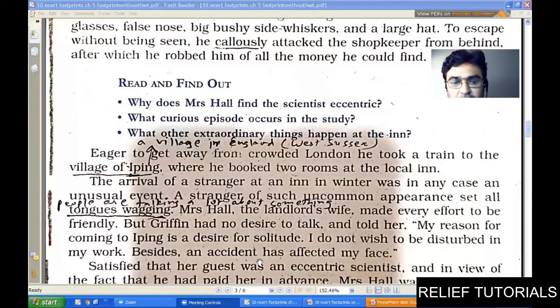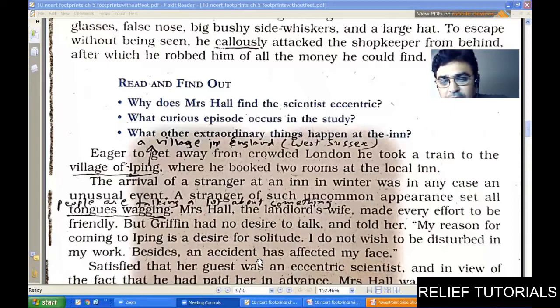A very odd one. Mrs. Hall, the landlord's wife, the owner of the inn, made every effort to be friendly. She was curious to know who the stranger was. But Griffin had no desire to talk and told her, "My reason for coming to Iping is a desire for solitude." He wanted some loneliness. He was doing some research. That's what he told them.